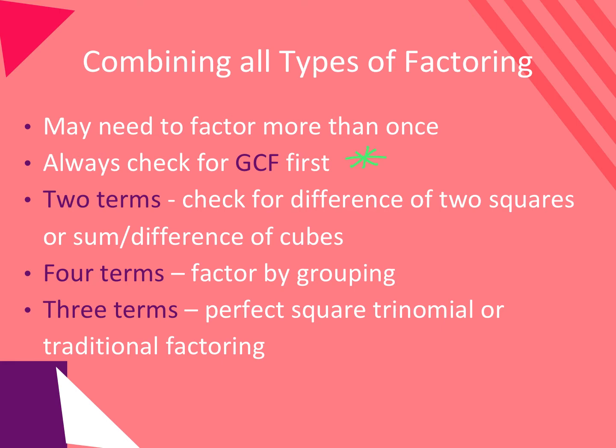If it's four terms, I would definitely look first for a GCF and then look to see if you can factor by grouping. When you see three terms, it's either going to be the perfect square trinomial or the traditional trinomials that we did yesterday. Now, if you're not good at recognizing perfect squares, you can still factor perfect square trinomials in the traditional way. It's just going to take you longer. So let's go ahead and just do a whole bunch of examples of factor completely.